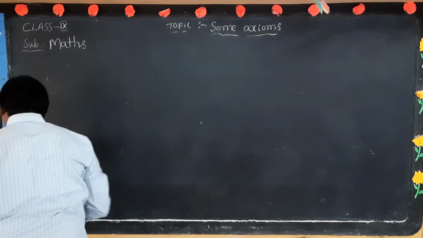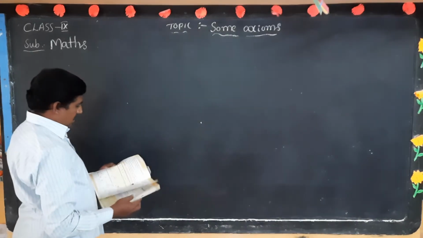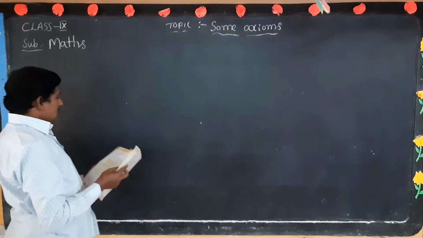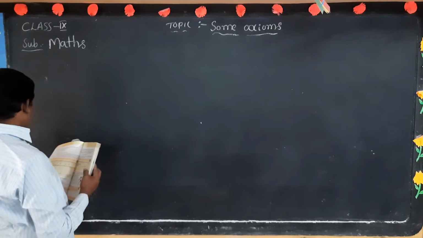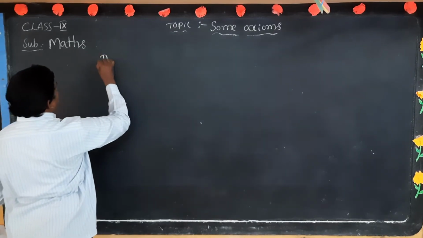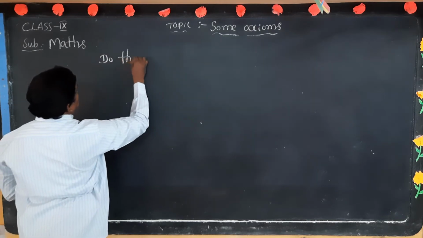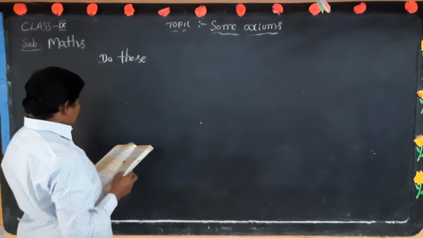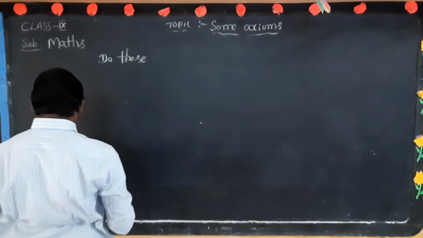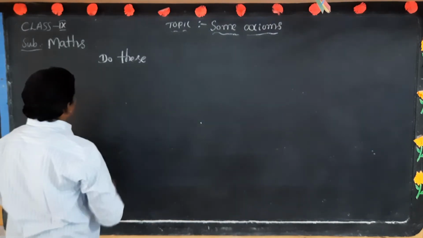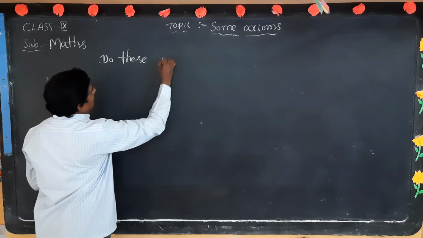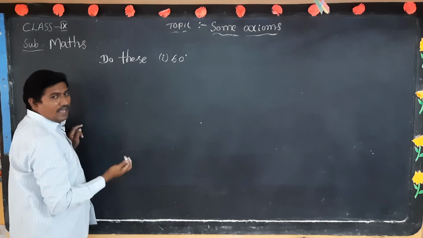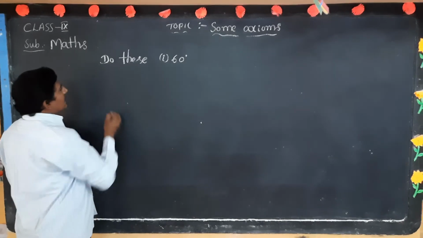And next, do this, page number 76. We should find the complementary, supplementary and conjugate angles of the following. For example, the first one is 60 degrees. For that we should write the complementary angle, supplementary angle, and conjugate angle.